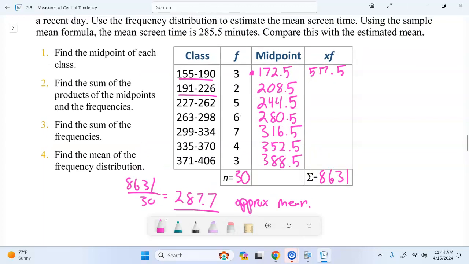The actual mean, based on the original data set, was 285.5. How does our estimated mean compare to the actual mean? More? By a lot? A little? Just a little bit. Should be close. The larger your class width, the more variation you can get. The smaller your class width, the less variation you're going to get when you're estimating your mean from a frequency distribution.